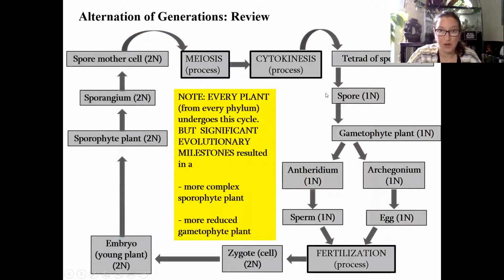Right. This is so when you're looking at the slides later. So every plant does this alternation of generations cycle, every single one. But as we move forward in evolutionary time, from the earliest plants to plants that have evolved more recently, we see these same trends of a more complex sporophyte plant and a more reduced gametophyte plant.